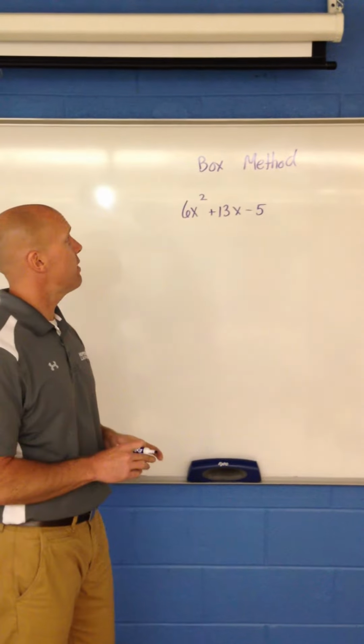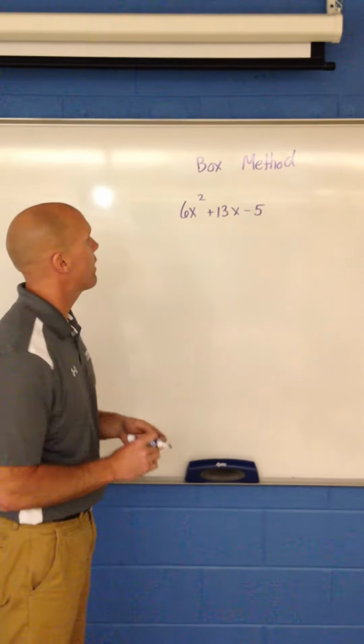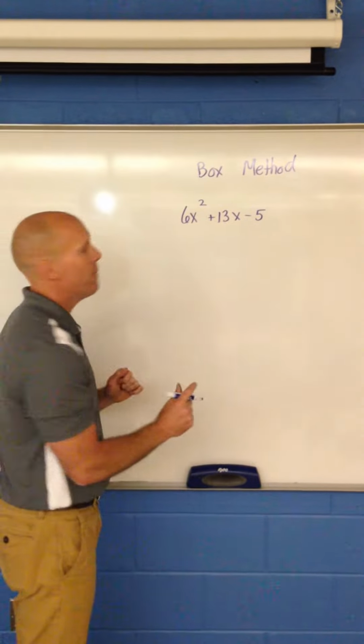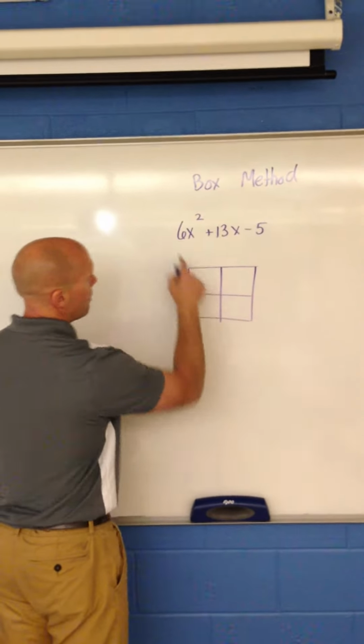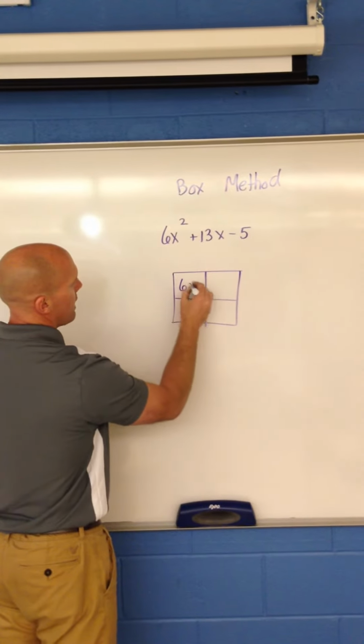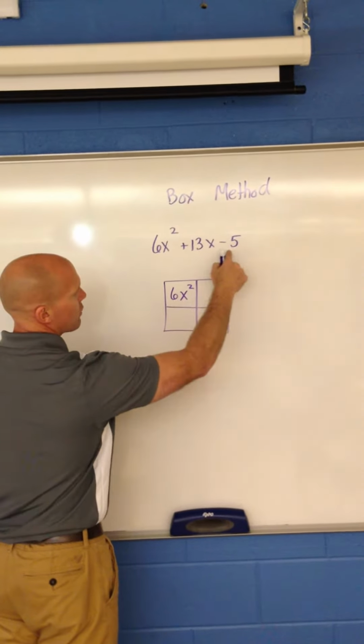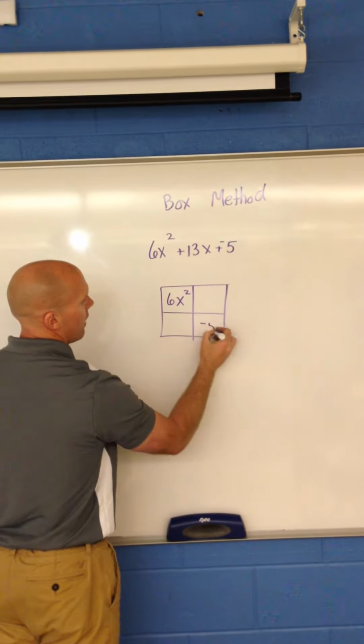All right, guys, here's the last method. This is called the box method to go ahead and factor quadratics where a is greater than 1. So I'm actually going to make a box. I'm going to put this first term, 6x squared, right here. I'm going to put this last term, which is negative 5, in this box.